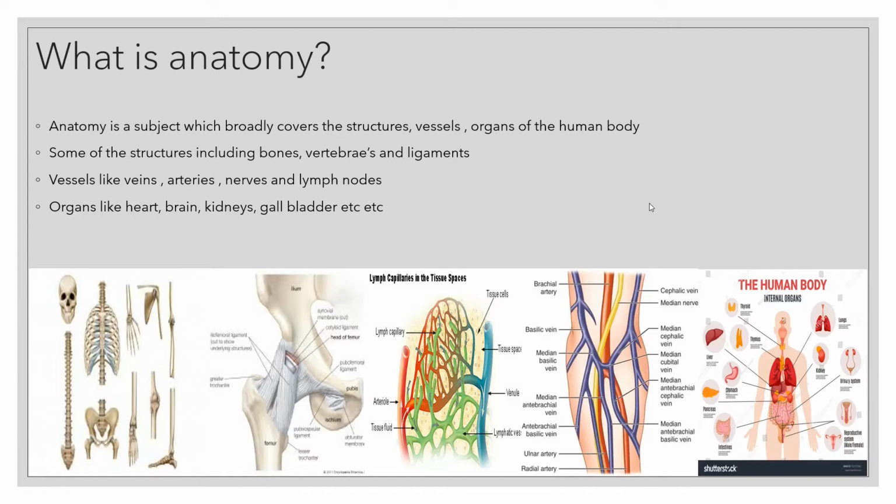Coming to the subject anatomy, what is anatomy? So anatomy originally comes from the Greek word temnin, which means to cut. And when we dissect the human body, we see so many different structures, including bones, as you can see in this picture, and the vertebrae, which make up our spine, and ligaments, which help tie up bones together, and some capillaries, and some arteries, nerves, veins, all of these structures, and even organs like heart, brain, kidney, gallbladder, etc.